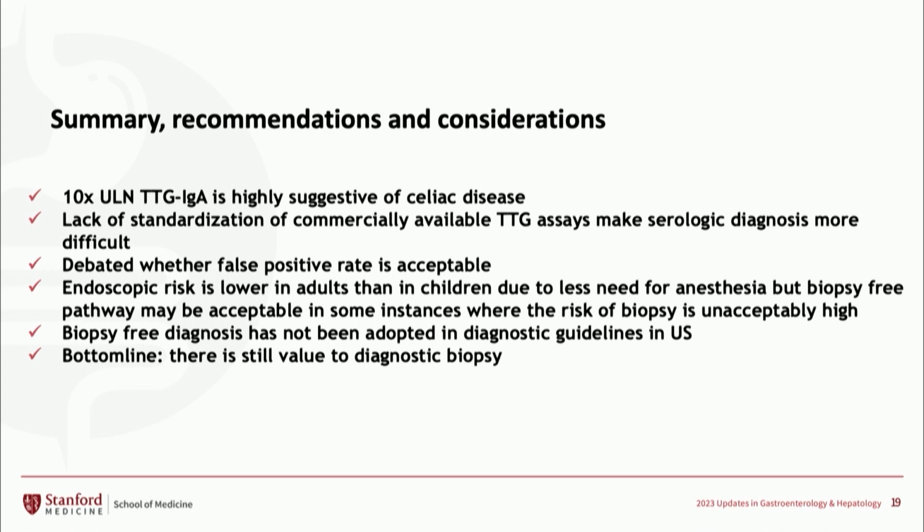So in summary, 10 times upper limit of normal is highly suggestive of celiac disease, that we can say. There's lack of standardization of commercially available TTG assays that makes serologic diagnosis more difficult. It's debated whether a false positive rate is acceptable. Endoscopic risk is lower in adults than in children due to the less need for anesthesia, but there are situations where the biopsy-free approach may be more acceptable, in the instances where the risk of biopsy is unacceptably high. So it's nice to have an alternative.